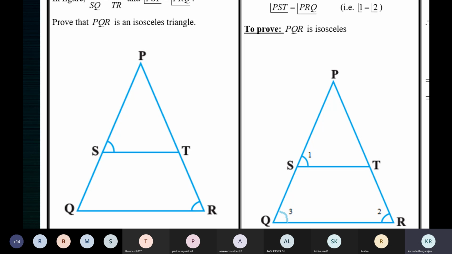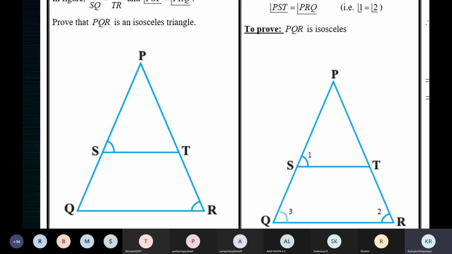You will wonder, 1 is already equal to 3, why should we prove ST is parallel to QR? 1 and 3 are corresponding angles by their positions, but you don't know if they are equal because you don't know if ST is parallel to QR. That is why the proportion is given. Every information is given for some purpose.